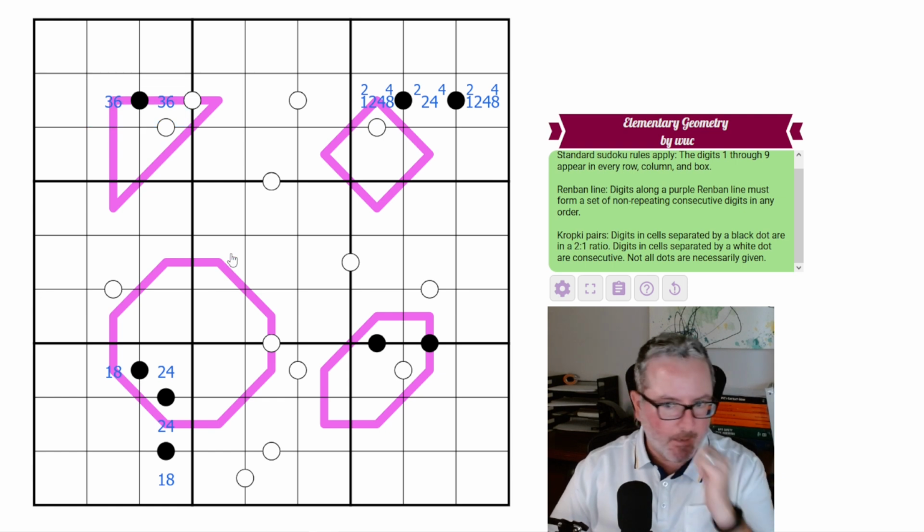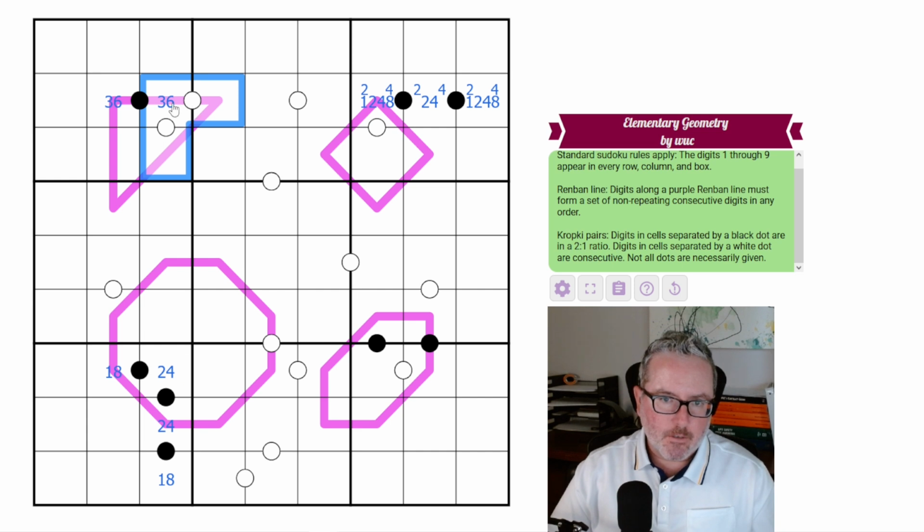Okay, now, what does that get us to? Well, it gets us to some information that this 3, 6 pair is going to give us. We know that these 2 digits must be consecutive with either the 3 or the 6. So they're either 2, 4, 5, or 7.